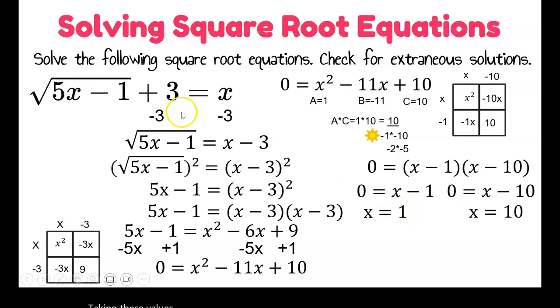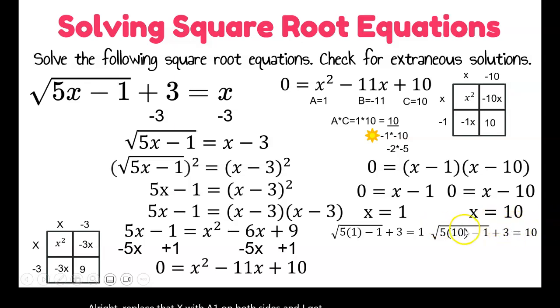I take this x value, plug it back into my original. All right, replace that x with a 1 on both sides. And I get, and on the other side too. So this is what it looks like when I plug it back in for x. For the first one, I get that 5 equals 1. 5 does not equal 1. Those are two different numbers. But for my second one, I get that 10 equals 10. So my actual answer is going to just be that x equals 10. x equals 1 is an extraneous solution.